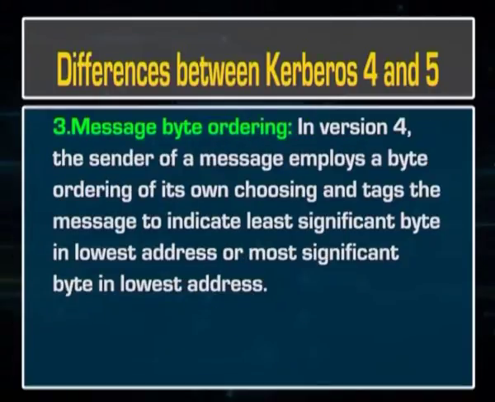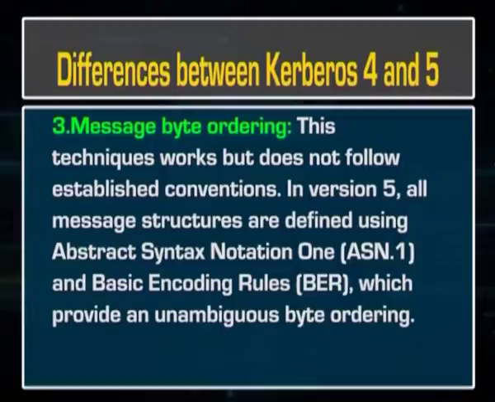Message byte ordering. In version 4, the sender of a message employs a byte ordering of its own choosing and tags the message to indicate least significant byte in lowest address or most significant byte in lowest address. This technique works but does not follow established conventions. In version 5, all message structures are defined using abstract syntax notation, that is ASN.1, and basic encoding rules, which provide an unambiguous byte ordering.